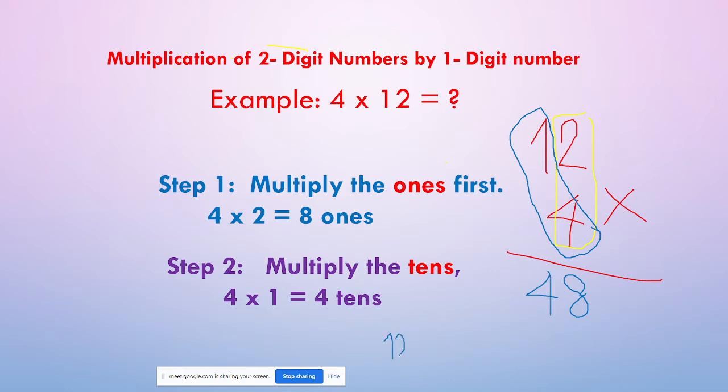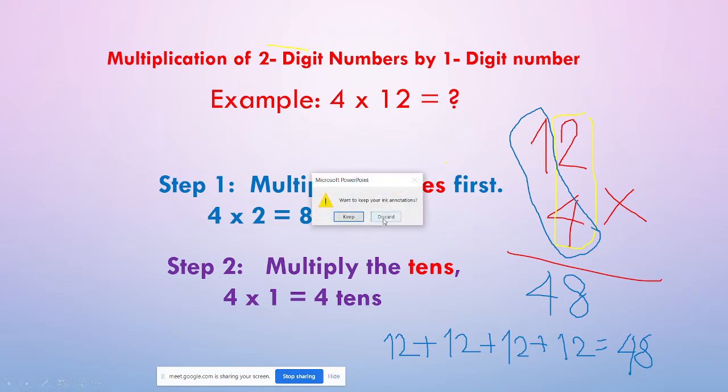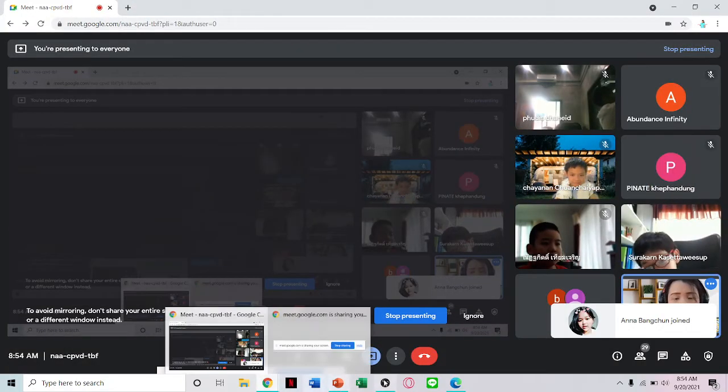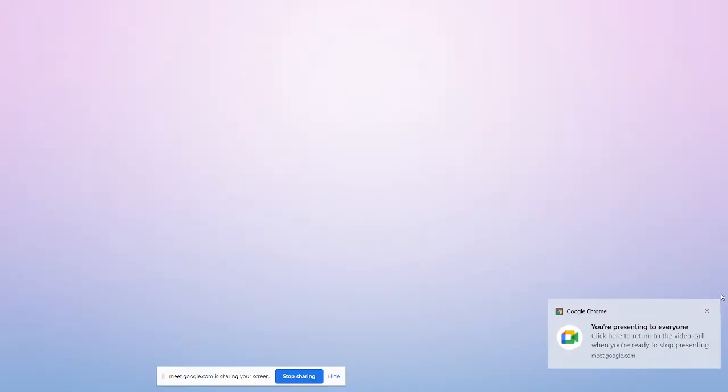Just like when you do 12 plus 12 plus 12 plus 12. Because multiplication is just like addition. It is the shortcut in addition. Always remember, start on the ones place, whatever number it is. Even if you have 200 or 3,000, you always start in the ones place and then followed by the tens place. And then if you have hundreds, then go to hundreds.